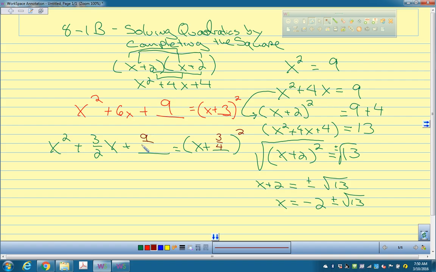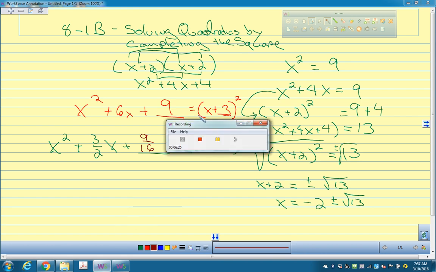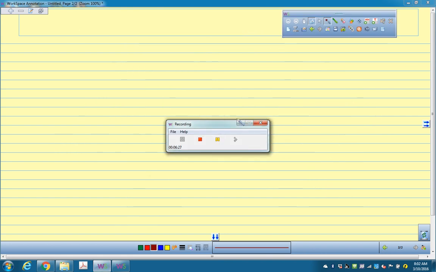9 and 16, right? Because it's this squared over this squared. All right? So I'm going to give you a little sheet of paper, and you guys are going to practice this process. So most of you did pretty well.